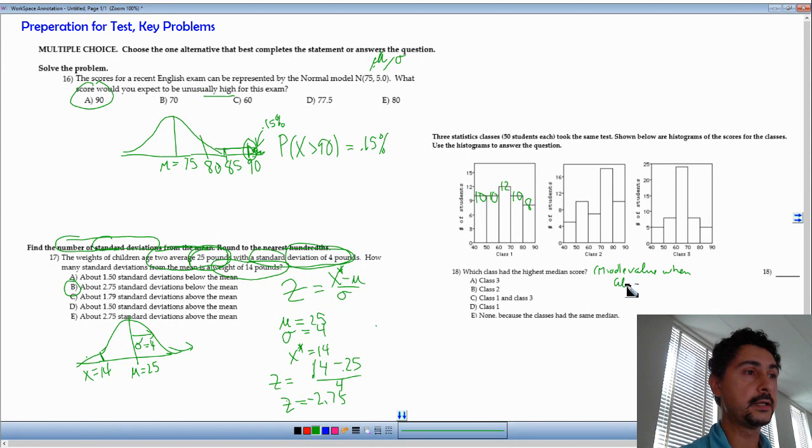Now the median, remember, is the middle value when all data is listed from high to low. So I'm thinking to myself, this accounts for 10 of the data points this way. This accounts for 18. And then the median is going to be somewhere between 60 and 70. And we could estimate that the median is 65.